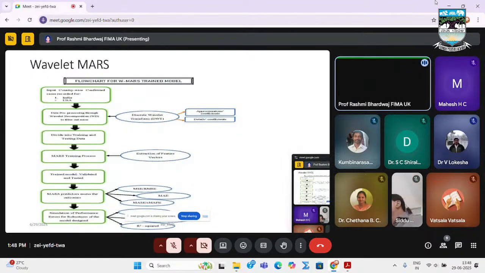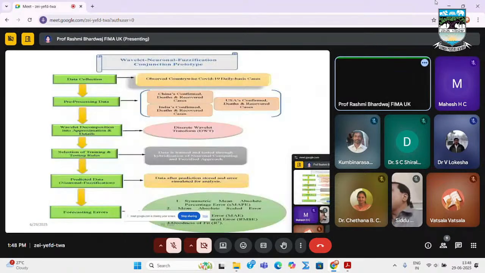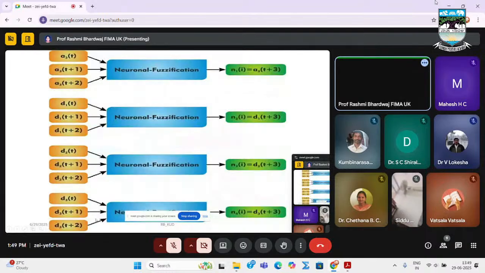In the same way we have used the MARS method. Now these are the different types of models which we have used here. Collect the data, then preprocess the data, wavelet approximation, then select the training and testing sets, predict the future using the neural network, and forecast the error. So for any three days of data, we use the neural network to find out the next, fourth day's data. So this is the process which we have used.